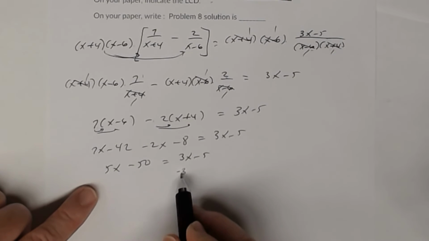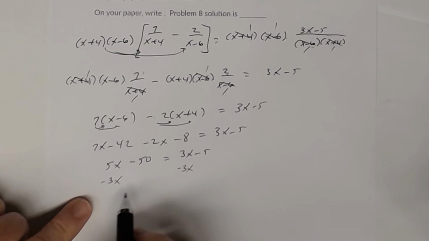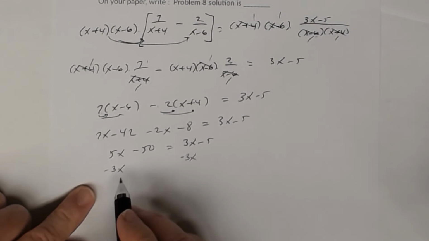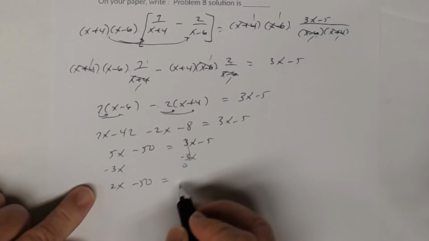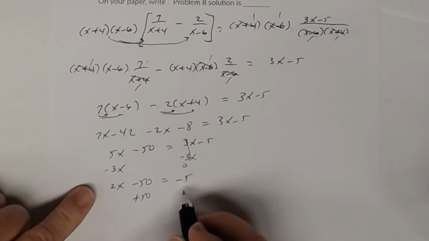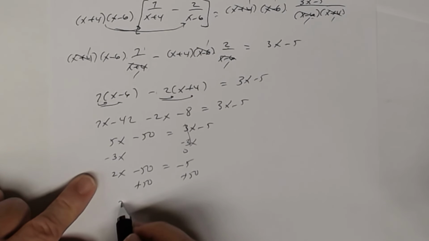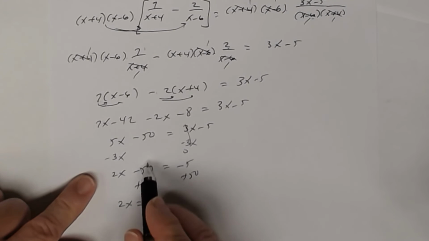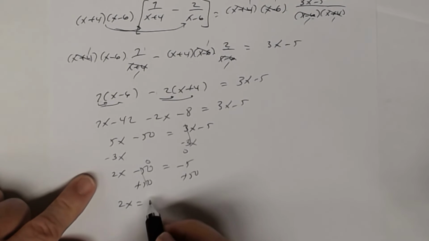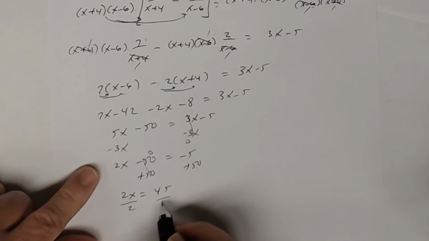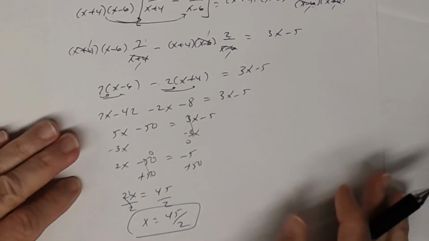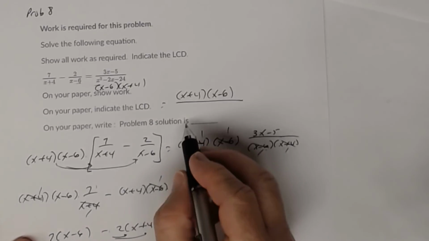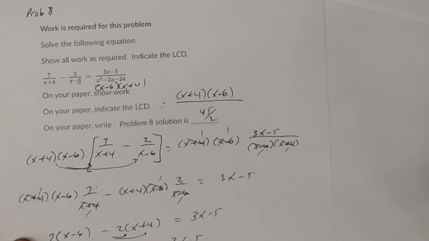And then let's go ahead and bring all the variables to one side. So I'm going to subtract 3x on both sides. So 5x minus 3x is 2x minus 50 equal, and then we're left with negative 5. Adding 50 to both sides, I get 2x equal, this is 0, remember. Negative 5 and 50 is 45. And then dividing both sides by 2, I get x to be 45 halves. And so there's the solution. So 45 halves would go into this blank.